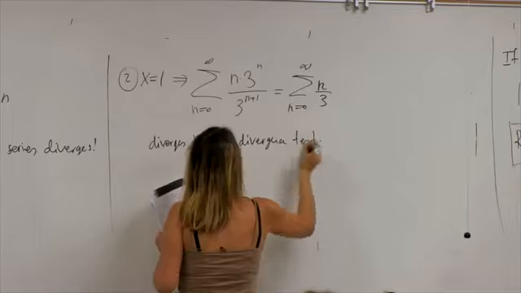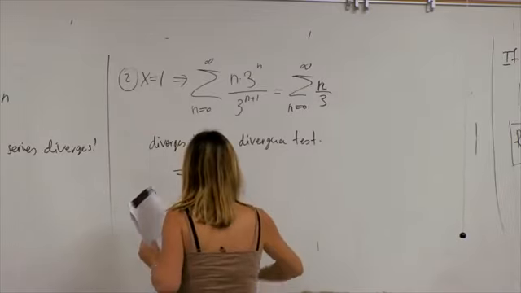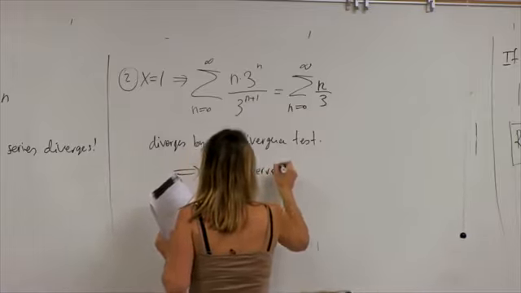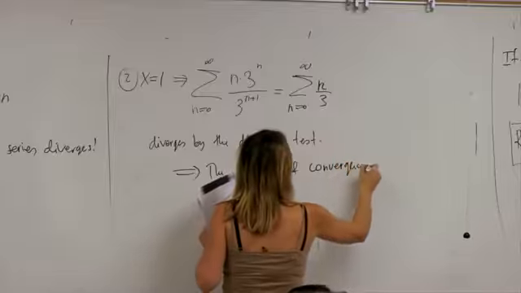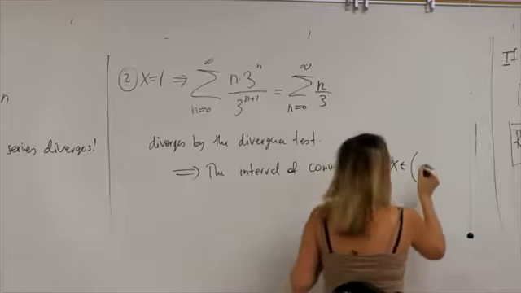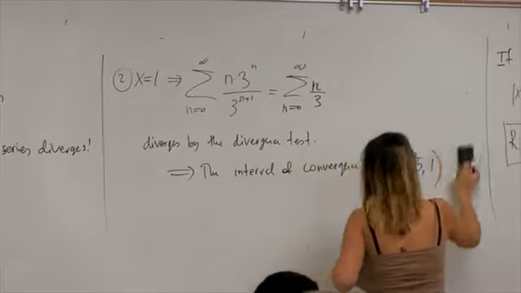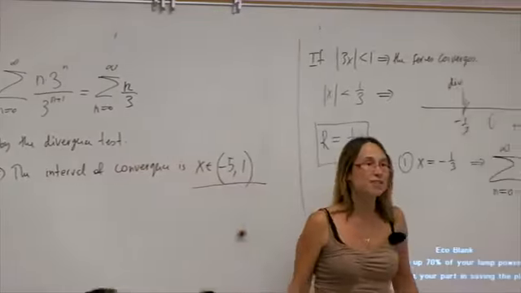So the interval of convergence is x belonging to from minus 5 to 1, not including the ends, because on both ends we concluded that it diverges.